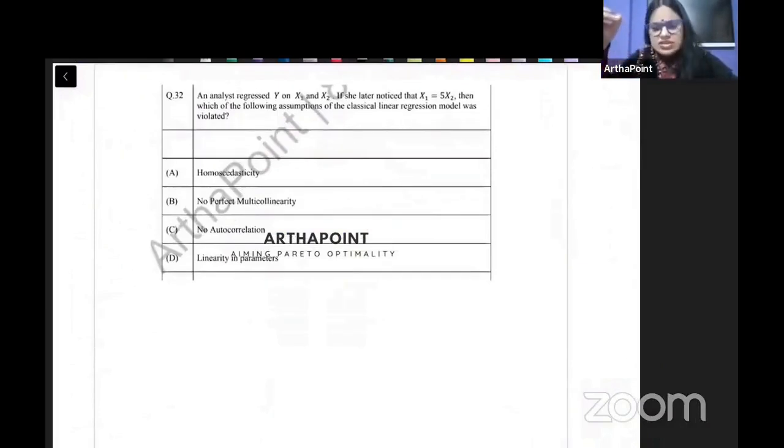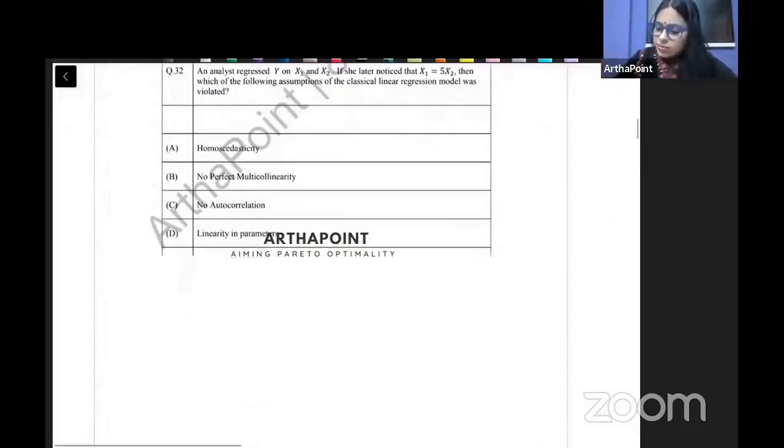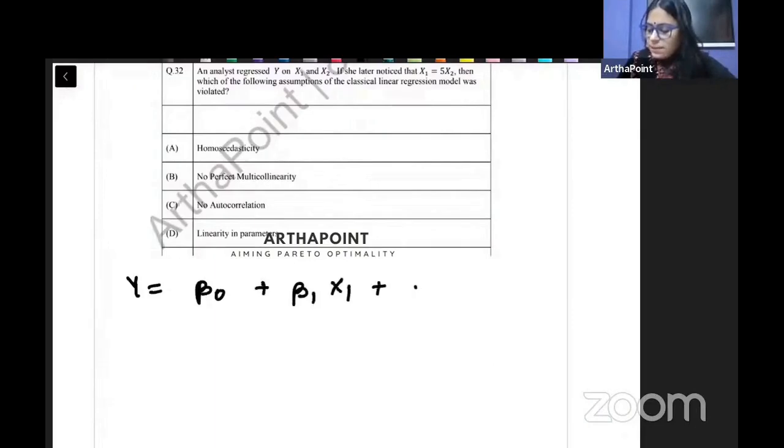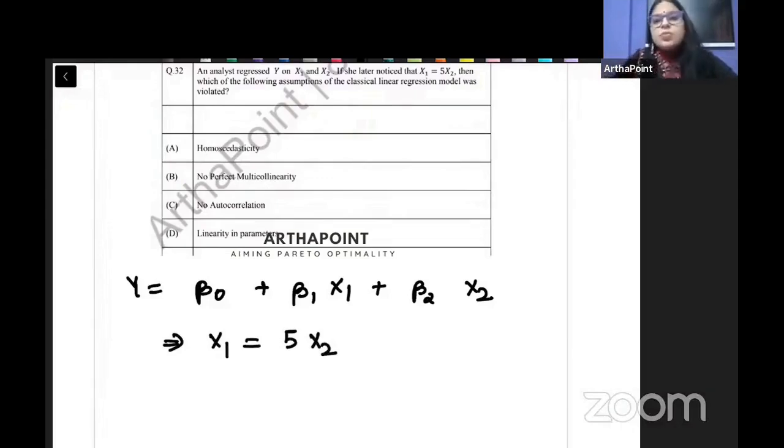An analyst regressed y on x1 and x2. कर लेते हैं regression perform. So y is equal to beta naught plus beta 1 x1 plus beta 2 x2. Okay. She later noticed x1 is equal to 5x2. तो क्या notice किया उसने? x1 is 5 times x2. तो बेटा ये तो clear example of multicollinearity हो गया. Perfect multicollinearity है कि नहीं?